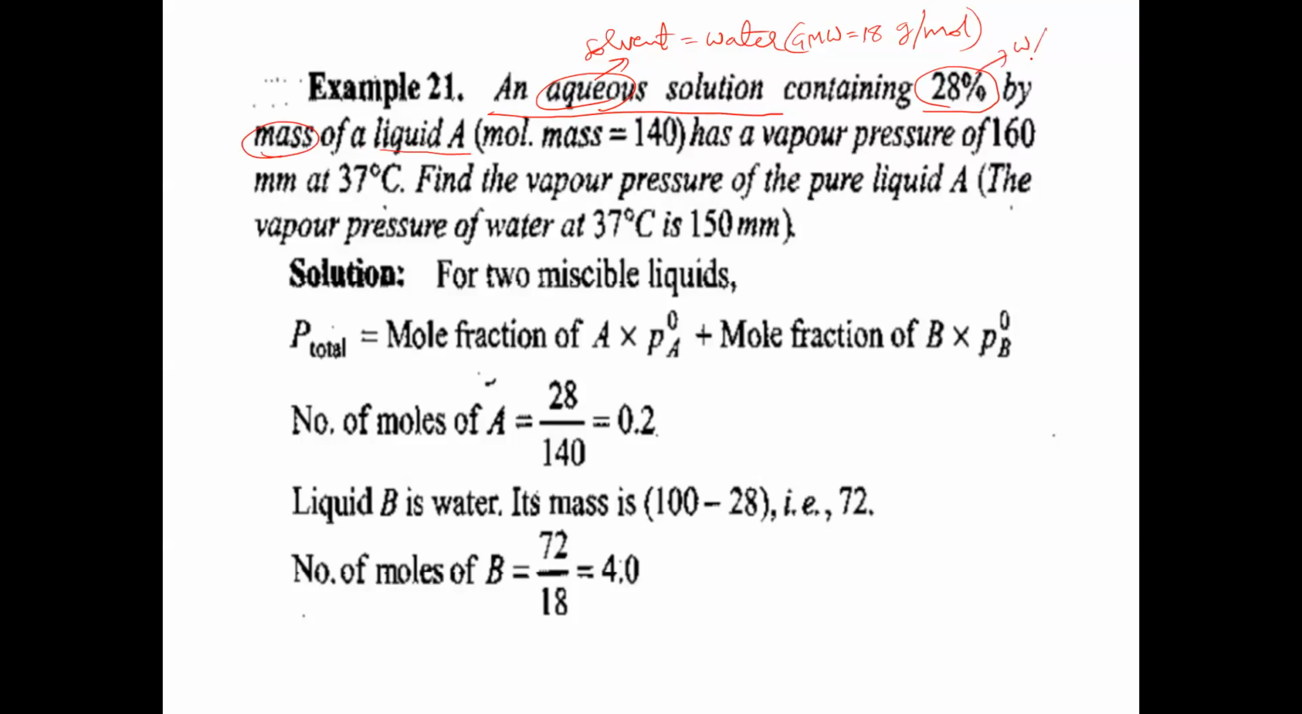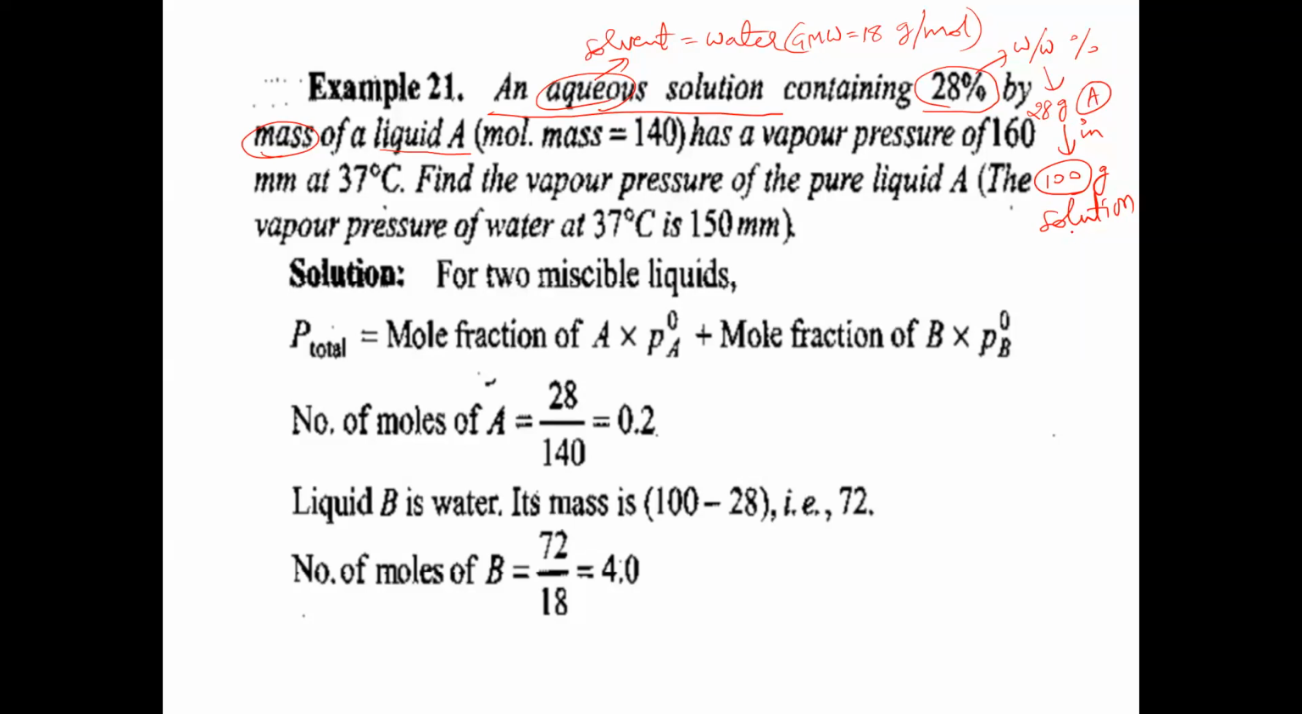W by W percent is given. W by W percentage of A is equal to 28%. What does it mean here? 28 grams of A is present in 100 grams of solution. So in 100 grams of solution, how many grams of A is there? 28 grams of A is present in 100 grams of solution.